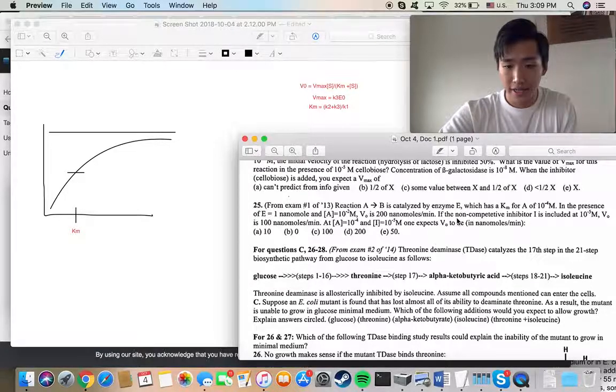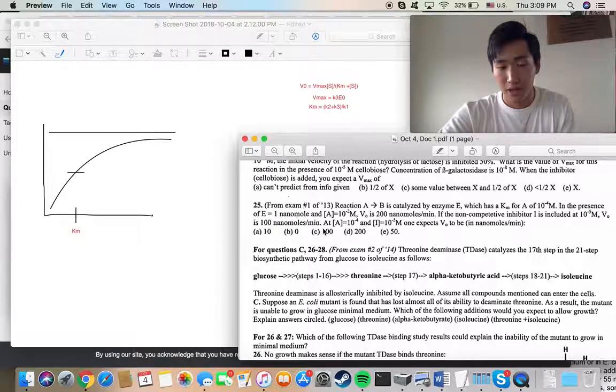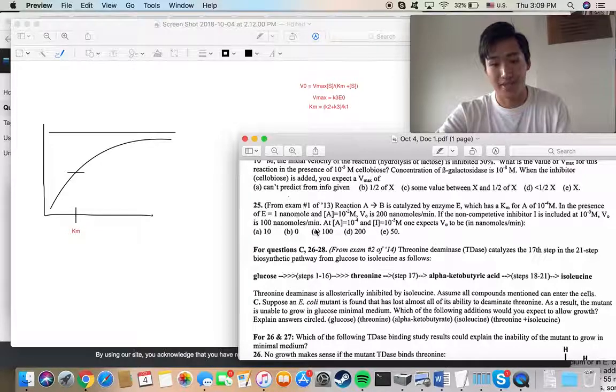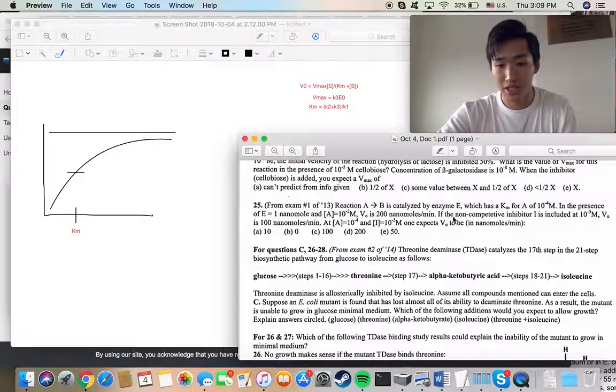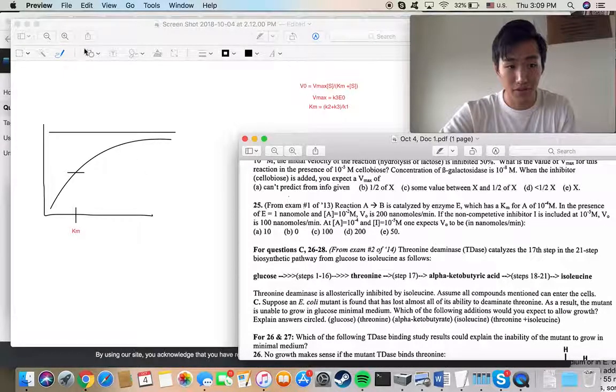So then you add a non-competitive inhibitor I at a certain concentration. Sorry, did I say inhibitor? I meant enzyme over here. And so if you add that non-competitive inhibitor I, V0 is 100 nanomoles per minute, which is another way of saying Vmax is 100 nanomoles per minute, because you know the non-competitive inhibitors decrease the Vmax, but keep the Km the same, right?